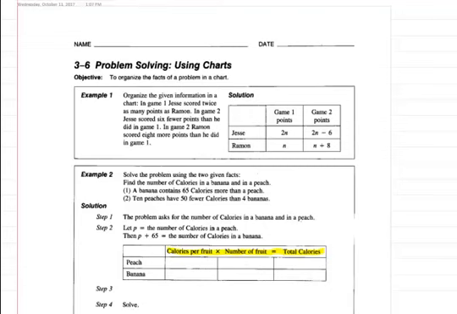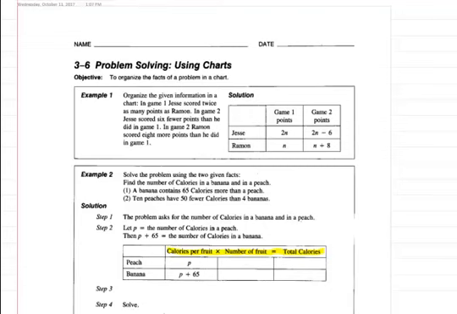All right, so first fact, a banana contains 65 calories more than a peach. So that means we're going to call peach this variable, whatever we want to call it. In this case, it's P. And bananas, 65 calories more than a peach, so that means bananas are going to be P plus 65.